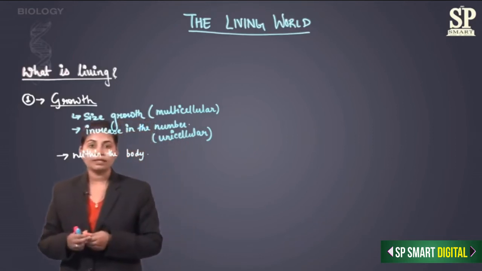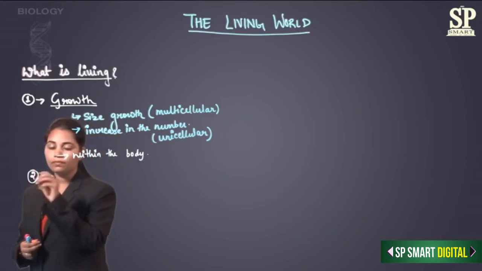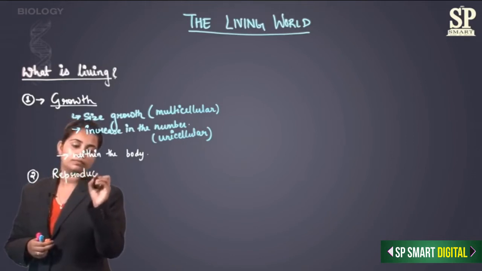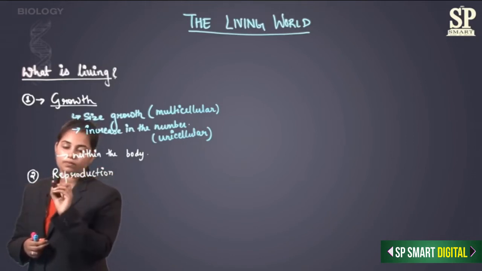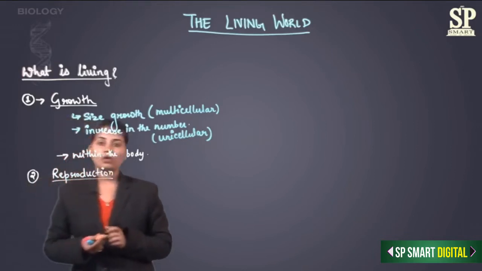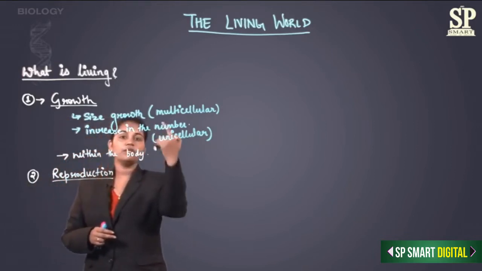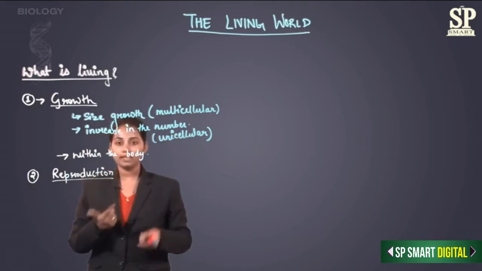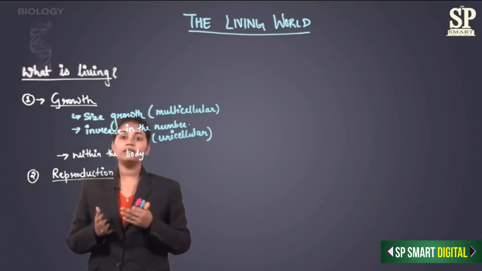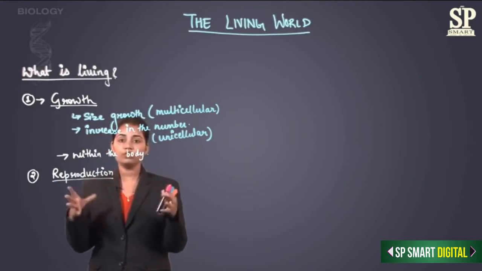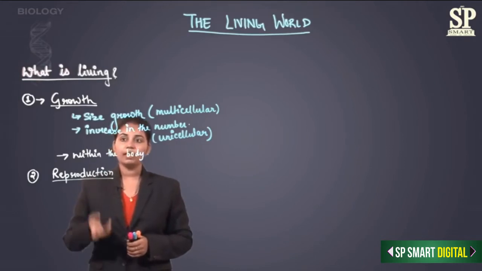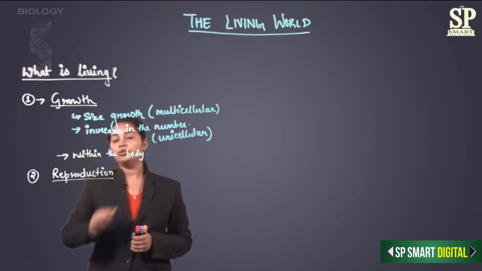So coming to the second criteria, which is reproduction. Yes. As I said, my growth can be related with reproduction in unicellular organisms, because these are growing in size and growing in numbers. In turn, they are reproducing within themselves and giving an increase in the population, thus giving out the same species. So reproduction can be related with the increase in the growth of unicellular organisms.